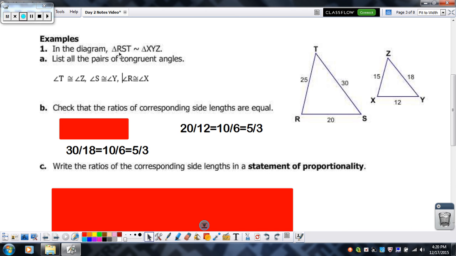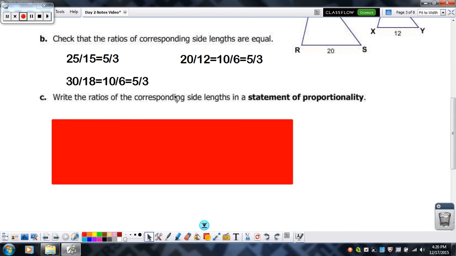Last, we have side RT, which corresponds to side XZ. So I'm going to take my large on top of my small, 25 divided by 15, and that gives me 5 divided by 3. Since all of these ratios are the same, I can say the sides are proportional.